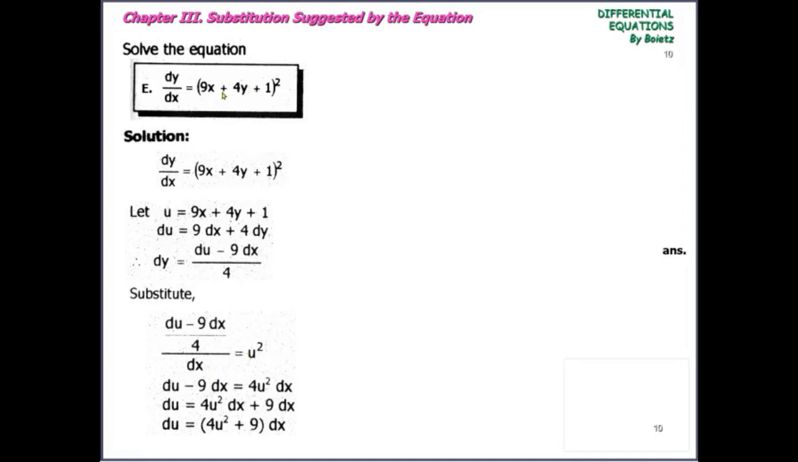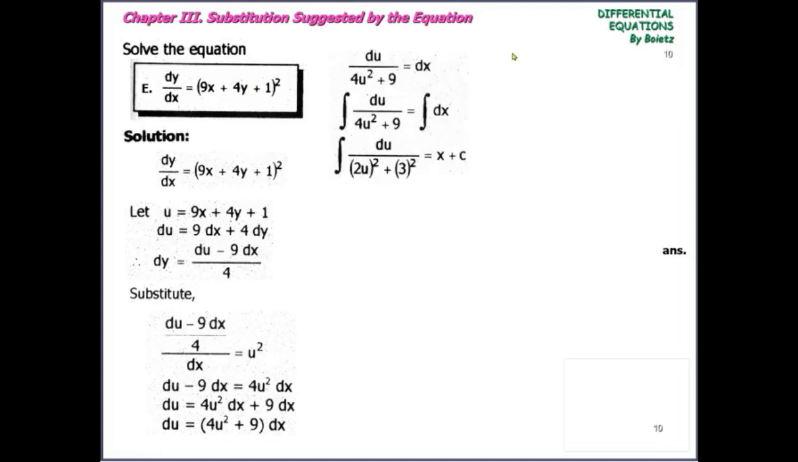equal to, this will become u square only. Then cross multiply, tsaka yung 4, magiging du minus 9 dx is equal to 4u squared dx. Then, simplify, ito nilipat sa kabila, naging positive, 4u squared dx plus 9 dx. Then factor out dx, so quantity 4u squared plus 9 dx. And the result is variable separable. This one is variable separable differential equation.